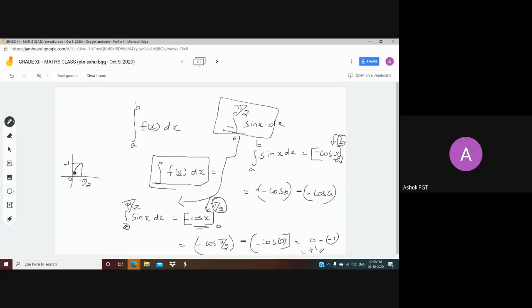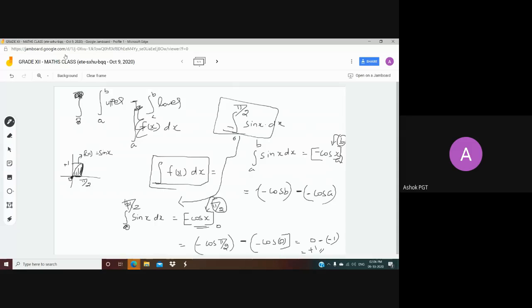So we are calculating the area under the curve f of x equal to sin x, where the lower limit is 0 and the upper limit is pi by 2, and the x-axis acts as the boundary. Actually, this problem should be solved like this: the integration from A to B of the upper curve minus the integration from A to B of the lower curve.